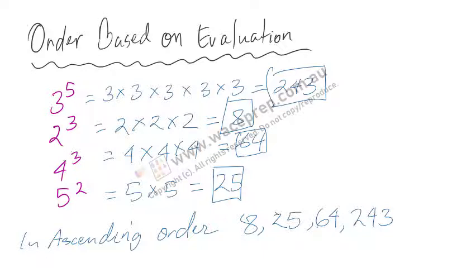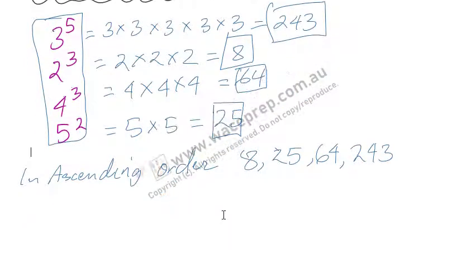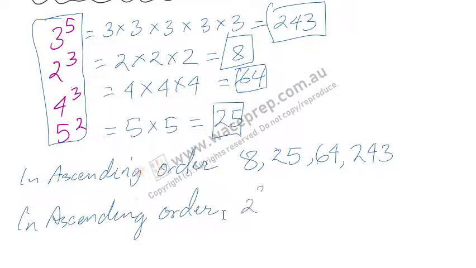Now if we wrote the original expression in terms of power in ascending order, we know we would write, let's scroll down a little bit, once again, in ascending order, we would have 2 cube, then 5 square, then 4 cube, and finally 3 to the power 5.